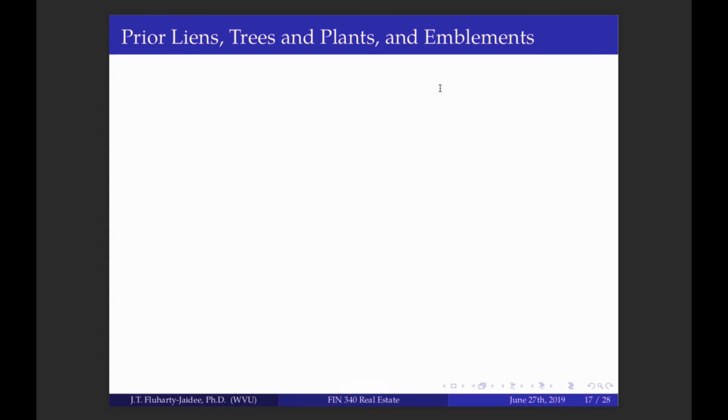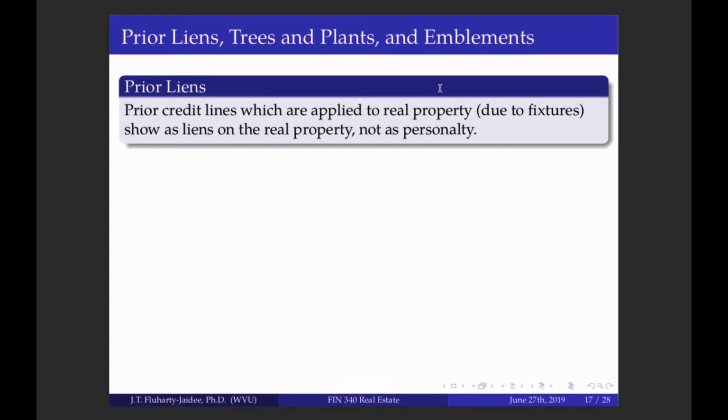All right. Prior liens, trees, and plants, and emblements. Prior liens is fairly funny. So this is where credit lines come in. You purchase, for example, an air conditioning unit at Sears, which would not happen now, but let's assume that it could. So you buy it at Sears and you put it on a credit card. And then you get down on your luck and they install it in your house and it works very well. And you're down on your luck, you lose your job and you default on your mortgage. And on the mortgage, you find a line that says lien for air conditioning. And you think to yourself, well, that's very strange. I used a credit card. I shouldn't have a lien on my personal property for the air conditioning.